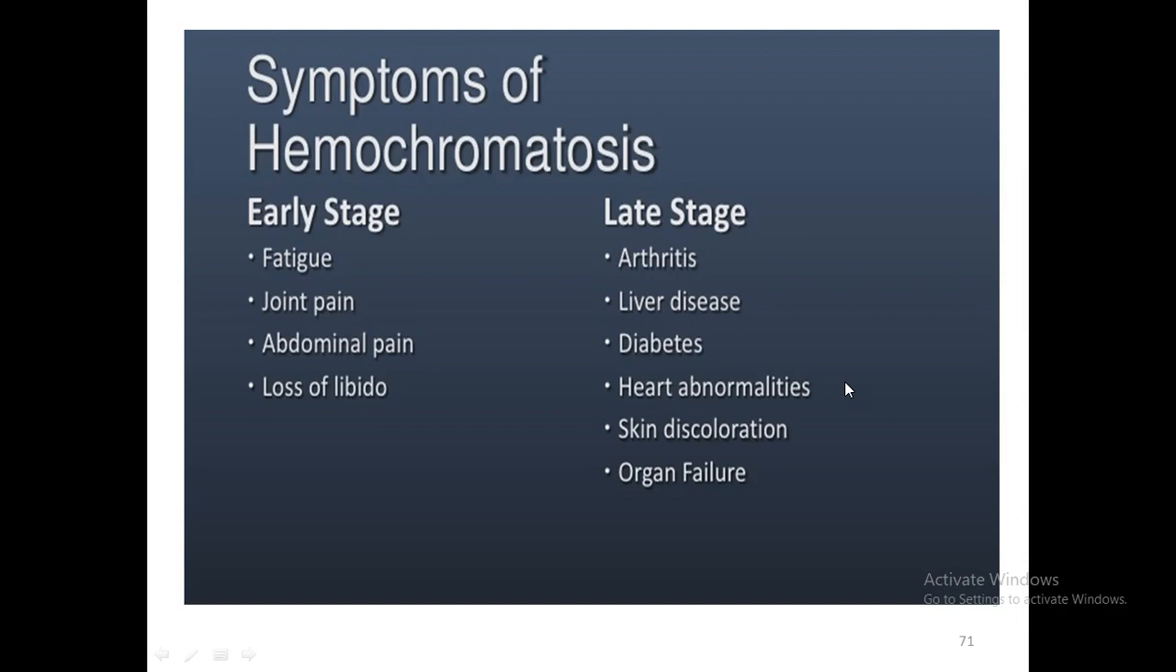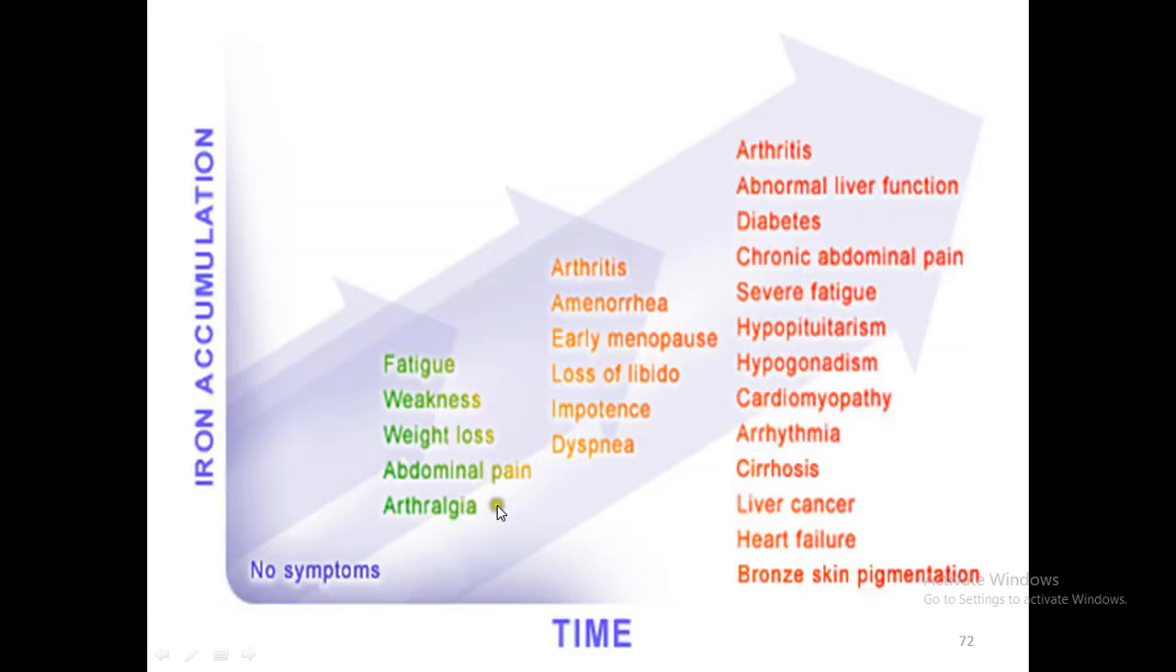Symptoms of hemochromatosis: in the early stage, there is fatigue, joint pain, abdominal pain, loss of libido. Late stages: arthritis, liver disease, diabetes, heart abnormalities, skin discoloration, and organ failure. So we find that in the initial stages there may be no symptoms of iron overload, and then in the second stage it can lead to fatigue, weakness, weight loss, abdominal pain, pain in the joints. In the latter stage it can lead to arthritis, amenorrhea, early menopause, loss of libido, impotence, dyspnea.